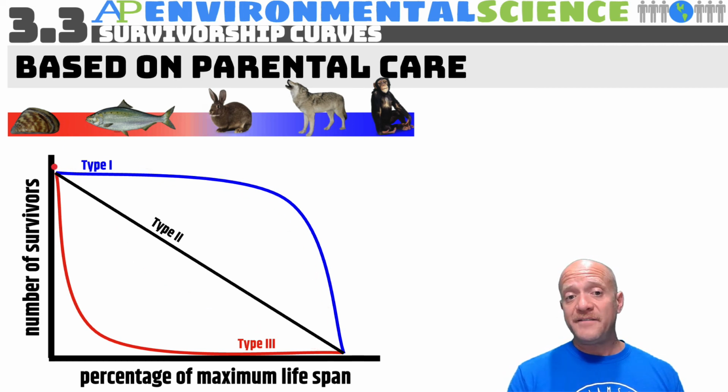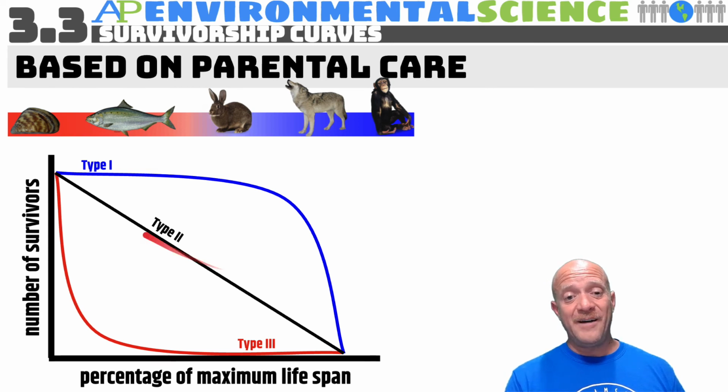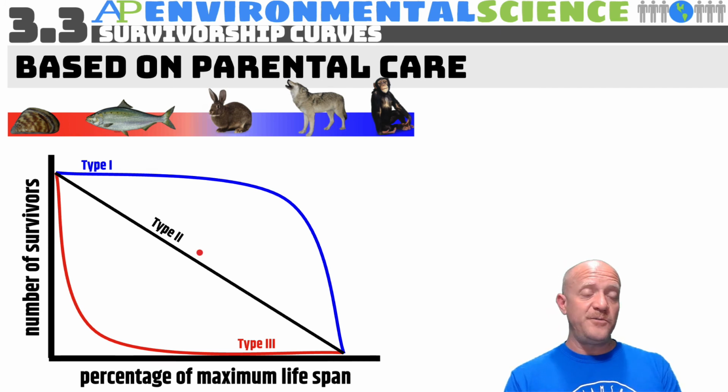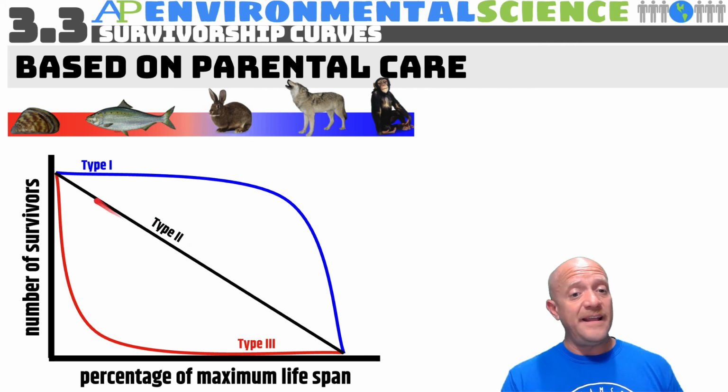Now you also have some that are type 2, and this is typically going to be birds. Birds, regardless of their age, will die at a steady rate. So they don't live to be super old and then die, or die really young and then live to be old. They literally are dropping off at random times, pretty steadily throughout their lives.